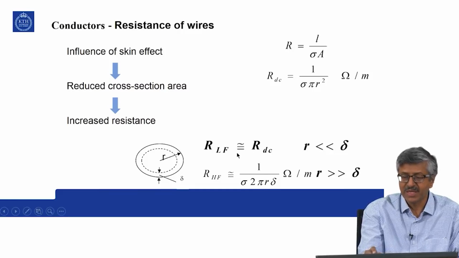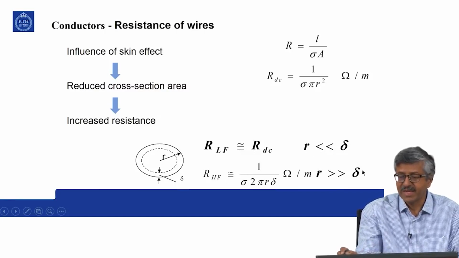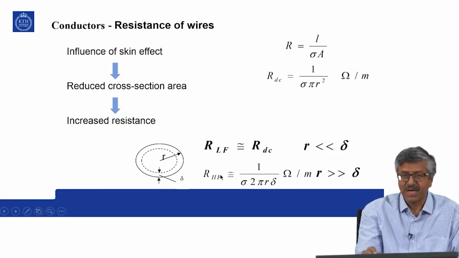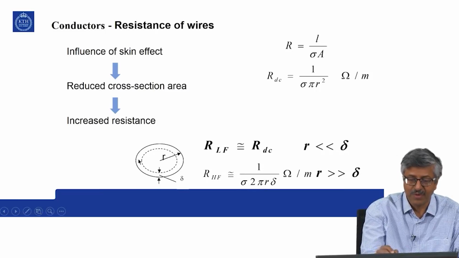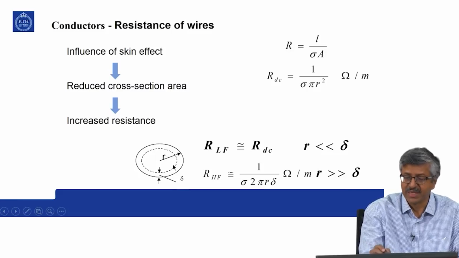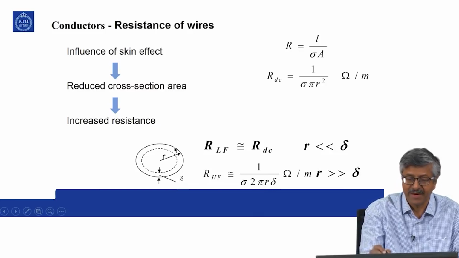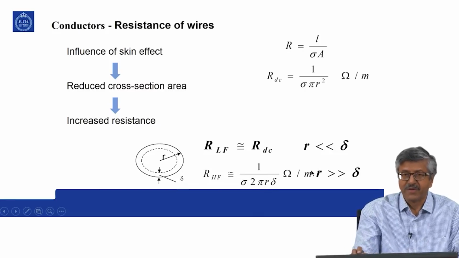So, low frequency resistance is approximately equal to the DC resistance when the radius is far less than the skin depth. When the radius is far greater than the skin depth, and the current is confined to 1 skin depth, then high frequency resistance can be approximated as 1 over sigma, then the area of this small washer shaped section here, that is 2 pi r times delta. So, that will be this area, and that will be the high frequency resistance.